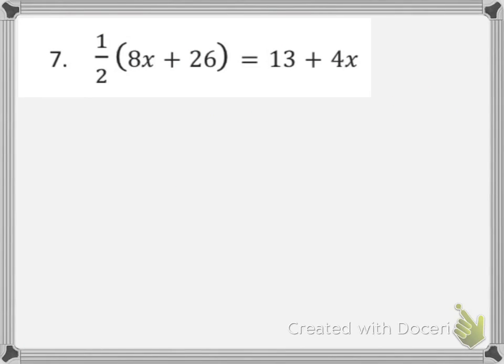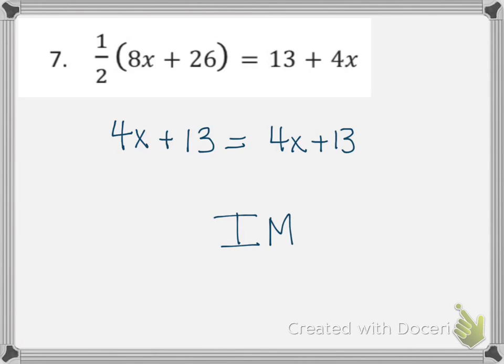Okay, number 7. Distributive property. Half of 8x is 4x. Half of 26 is 13. And that's the same, 4x plus 13. Same thing, infinitely many solutions. Infinitely many. There, that's quicker, right? All right, that's 7. No need to go any further. There, I could choose any value of x and it'll be true.